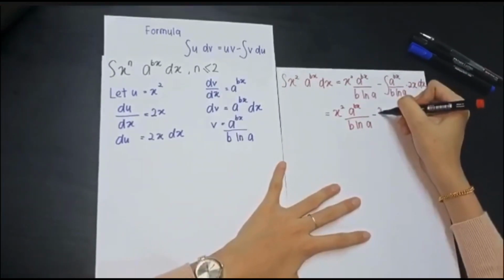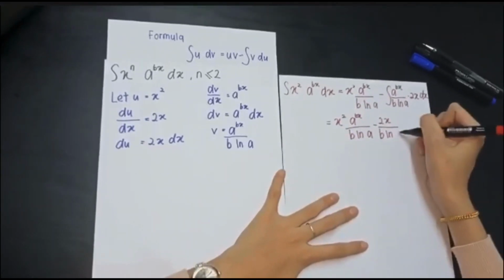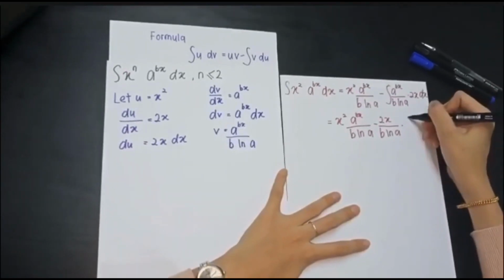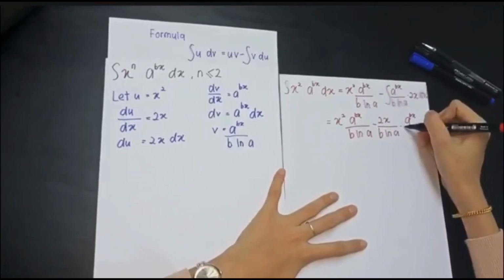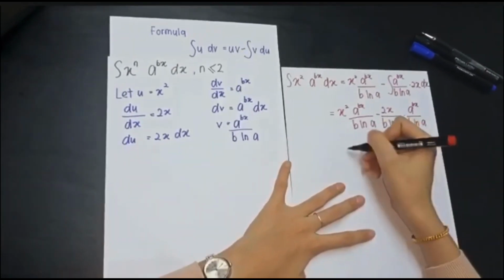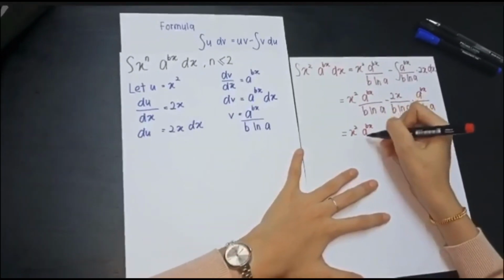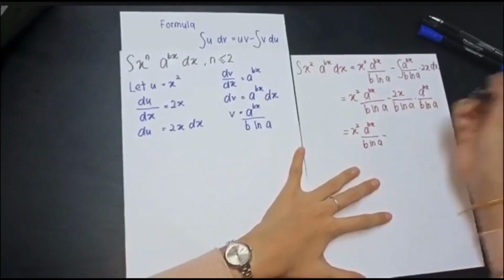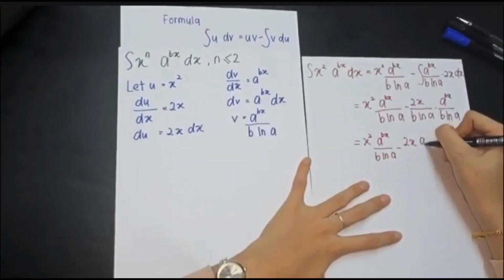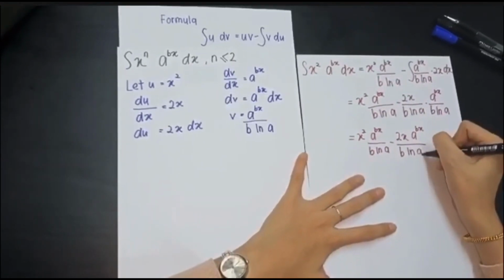It will become 2x divided by b ln a times a to the power of bx divided by b ln a. And we continue it. x to the power of 2 a to the power of bx divided by b ln a minus, and then we have to multiply it again. It will become 2x a to the power of bx divided by b ln a.